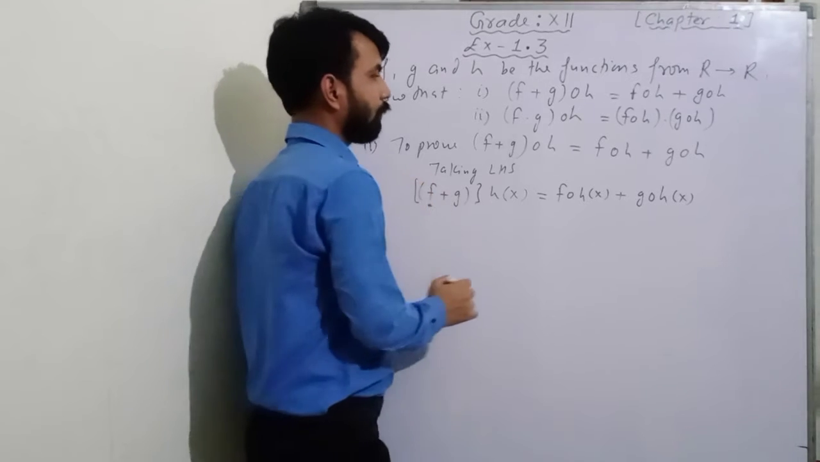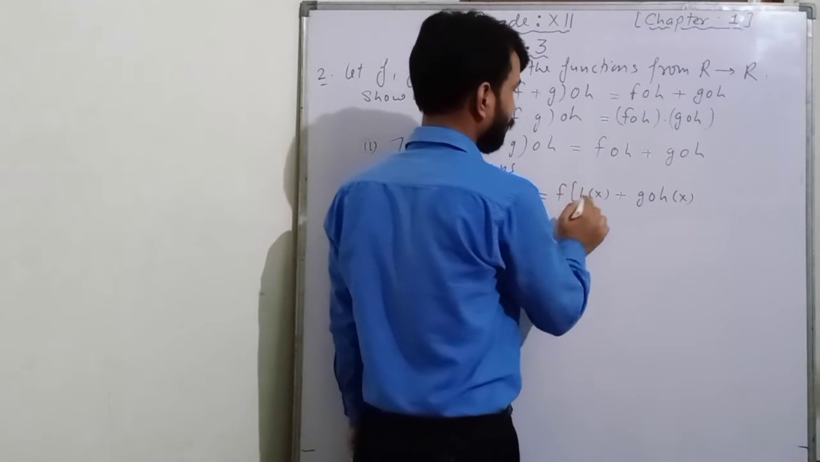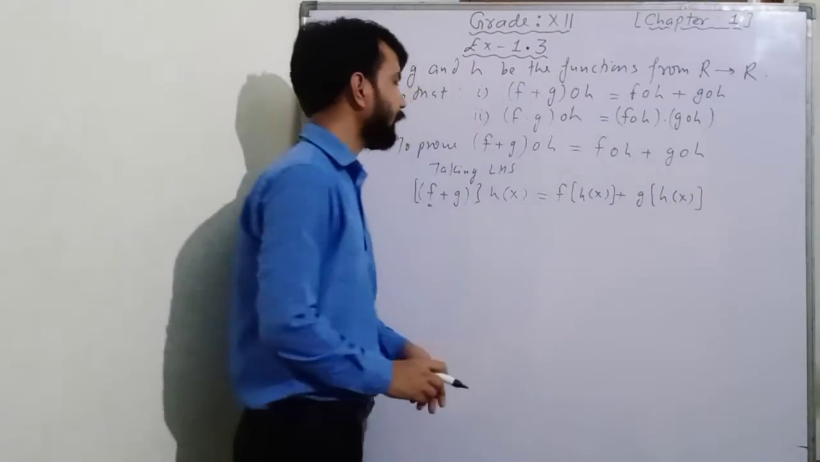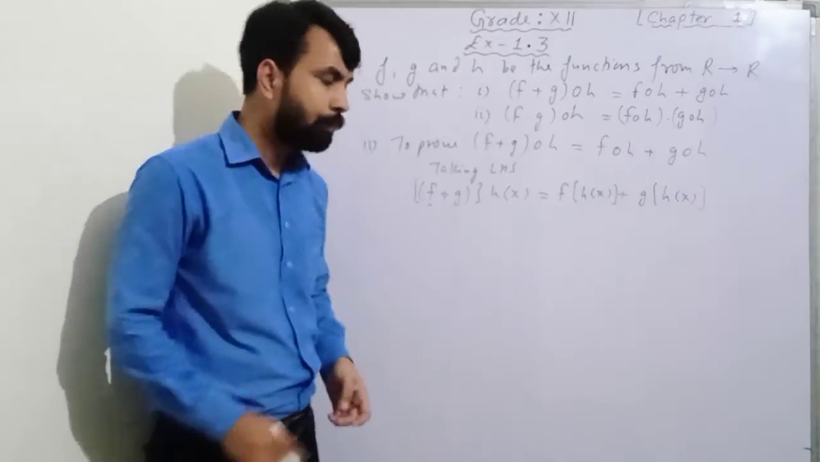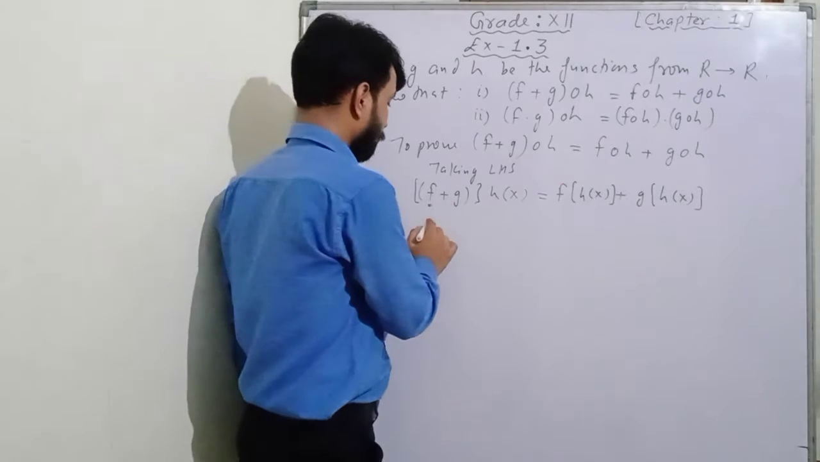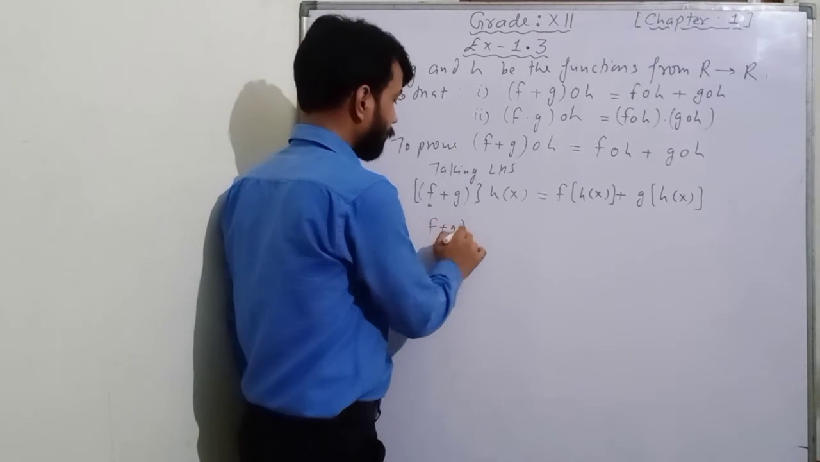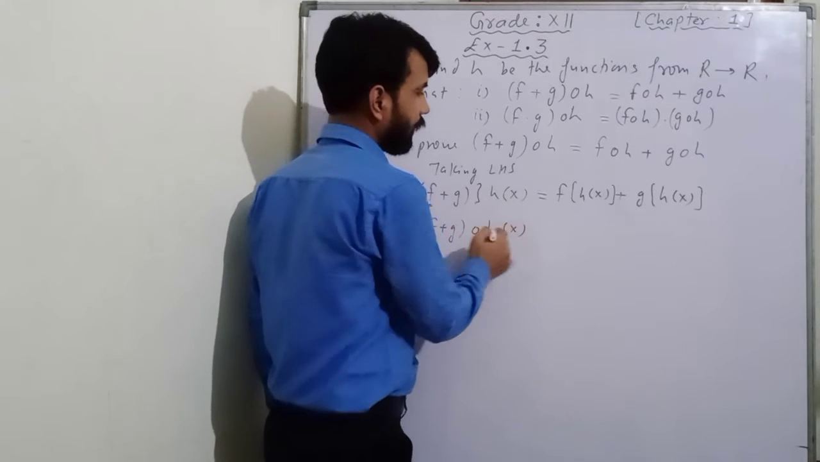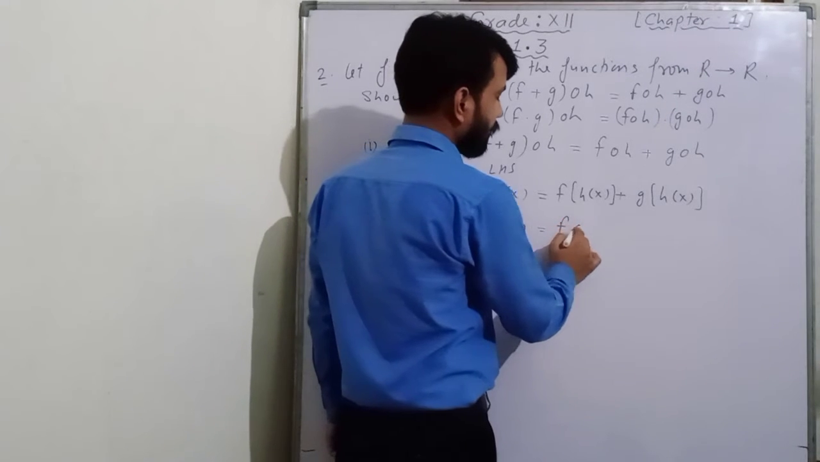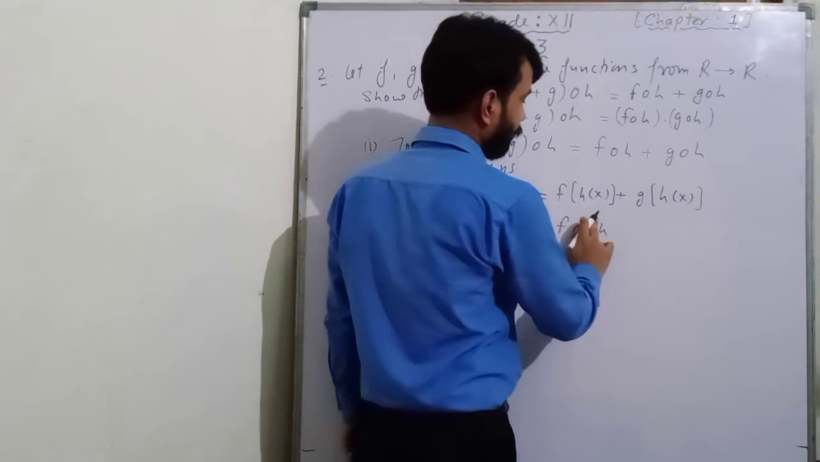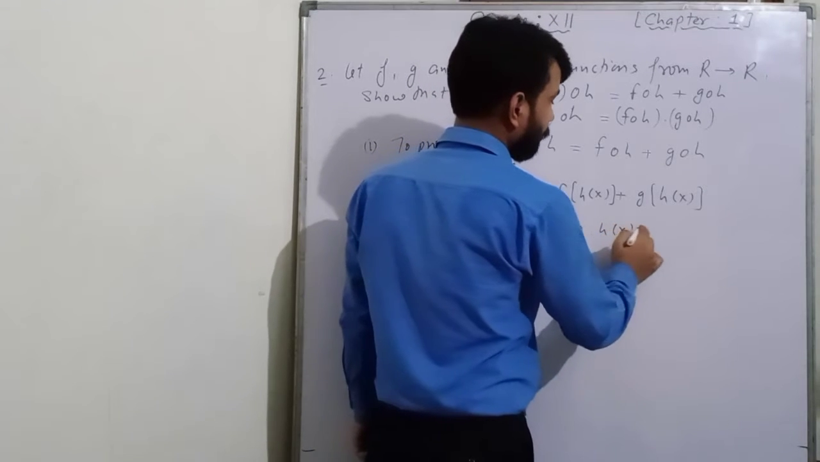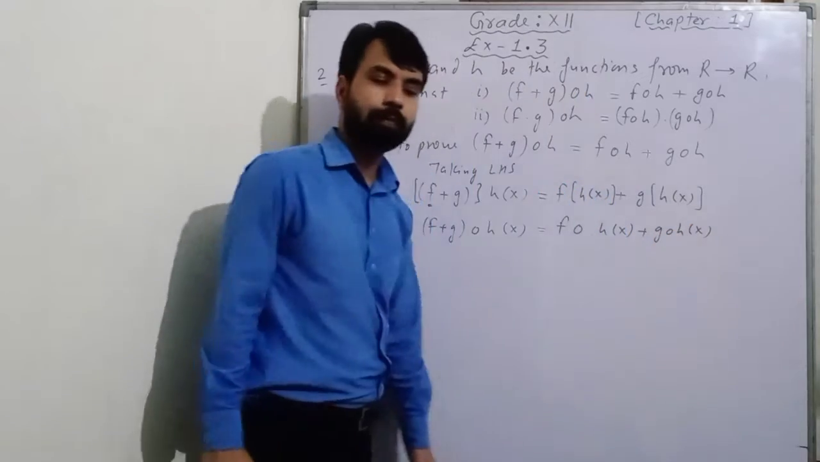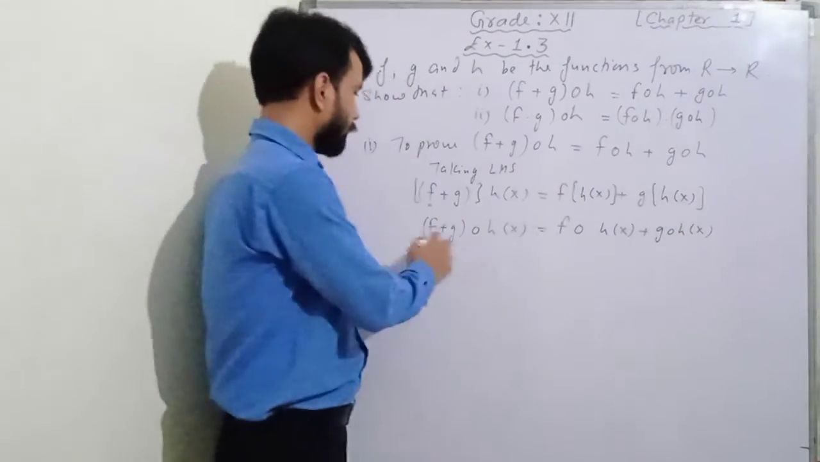We can put the square bracket in place of this. Clear? Now see, (f plus g), again we will remove this square bracket, so it will be of h(x), and this can be written as (f o h)(x) plus (g o h)(x). Understood?